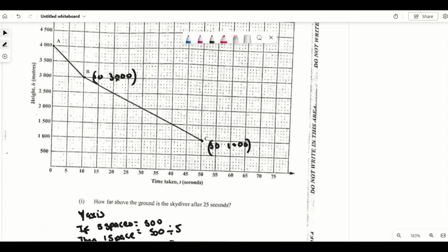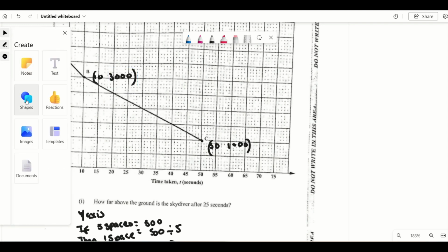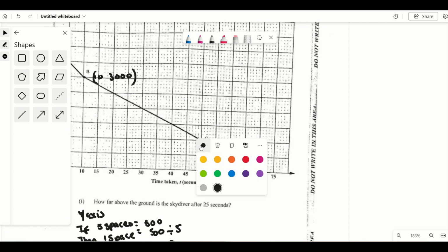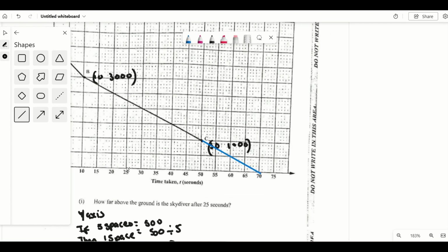Hold on, let me just add in those things that just now disappeared. The first one was, we extended this and we saw it was at 70. We put that in blue. And the next one was the axis 25 seconds. So at 25, we go up. I'll put a dotted line so you can see it. Where it crosses your axis, you just go across and that will tell us the time.